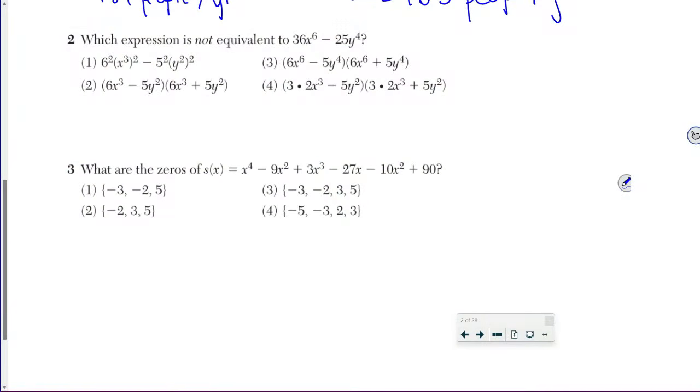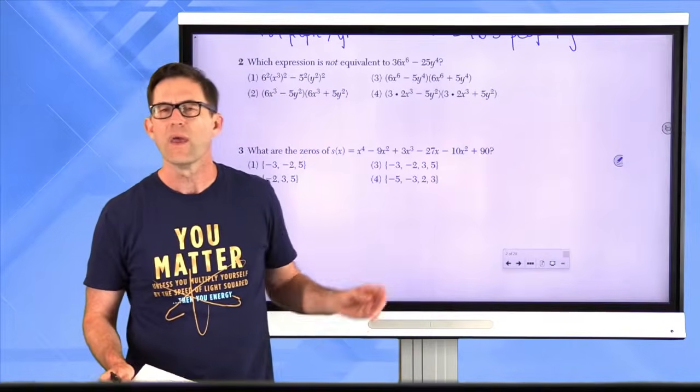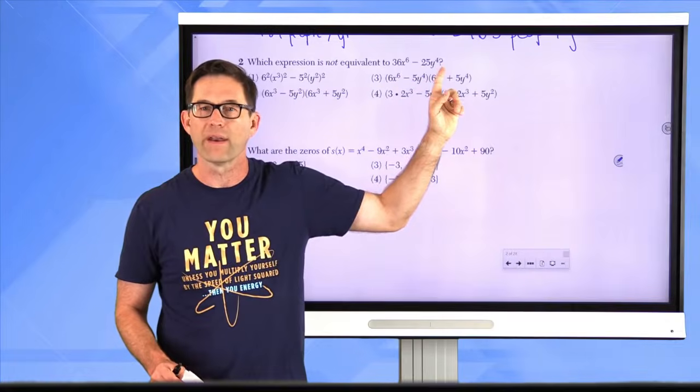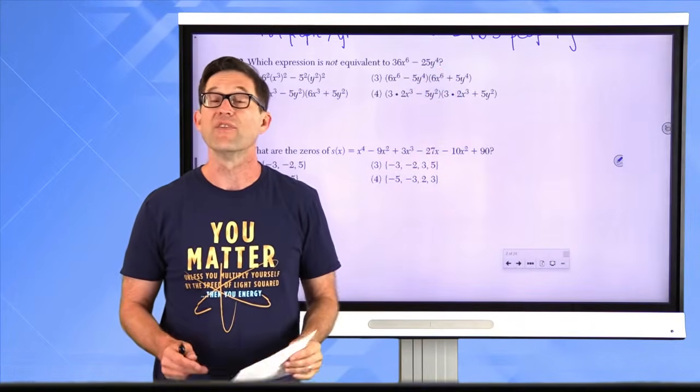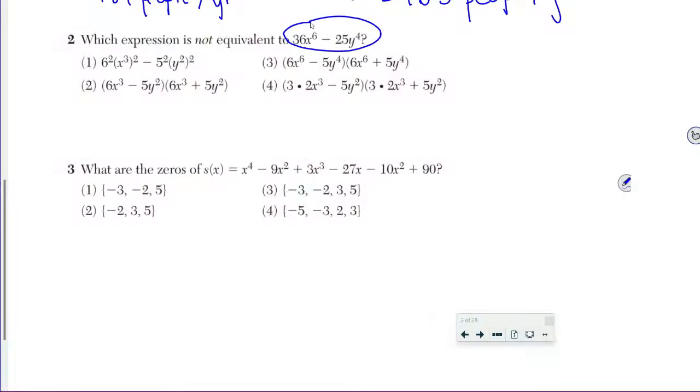Which expression is not, and this is important, which of the expressions is not equivalent to 36x to the 6th minus 25y to the 4th? All right, and they've just got all sorts of things here. Now, one thing that I noticed right away with this is that it really has the structure of the difference of perfect squares, the thing that says if I have m squared minus n squared, that's m minus n times m plus n.